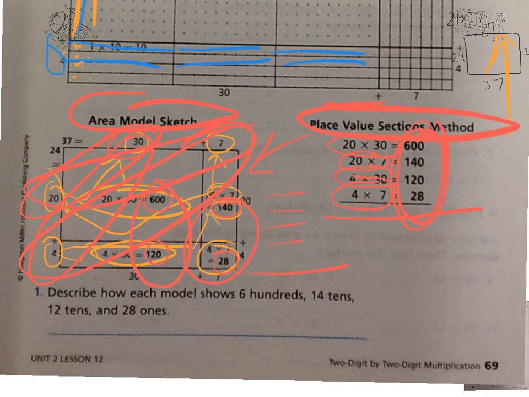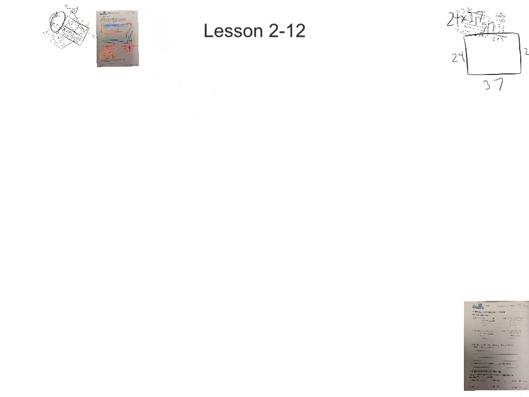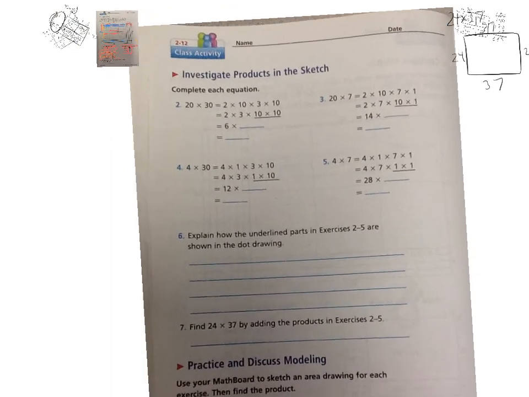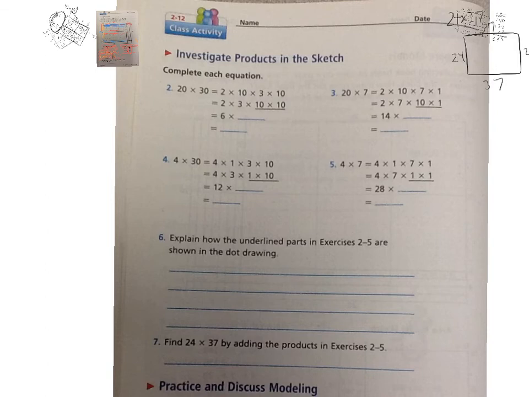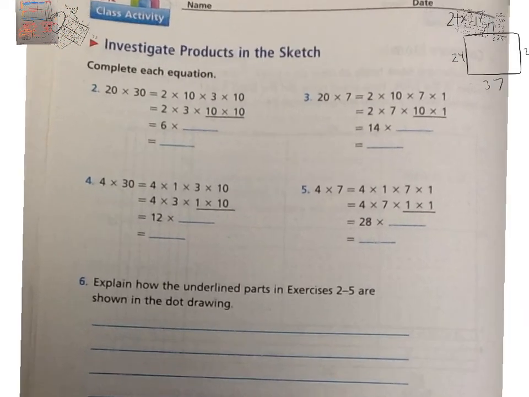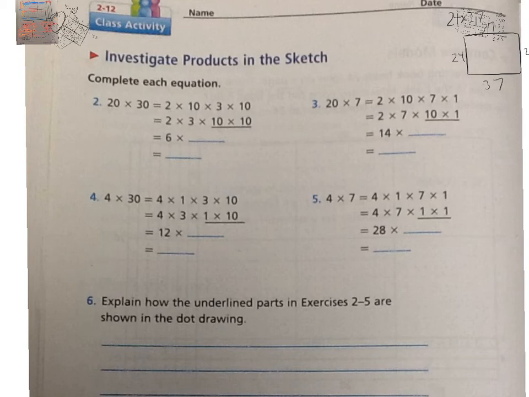Alright, so what I want you to do now is turn to the next page. It says to investigate products in the sketch. Complete each equation. Alright, 20 times 30 is the same as 2 times 10 times 3 times 10, right? 2 times 10, 3 times 10. So if we pull out the 2 and the 3, and then we pull out the tens, we get 2 times 3 times 10 times 10. So we get 6 times 100, and our answer is 600.